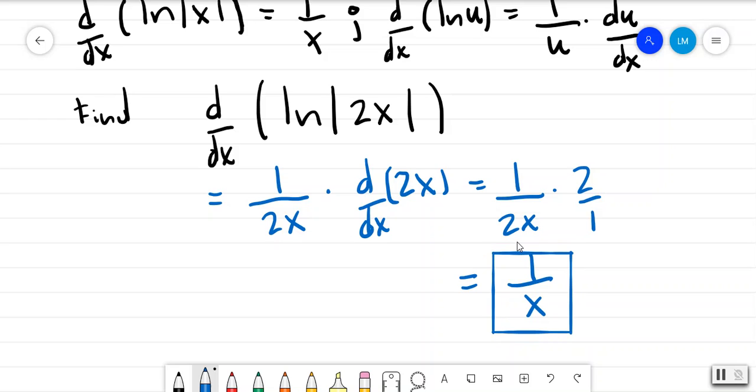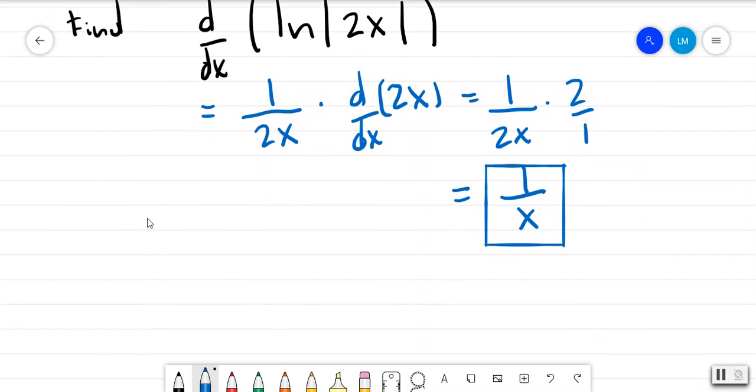Now, there is a nice property that you could have used, for instance, to find this derivative.